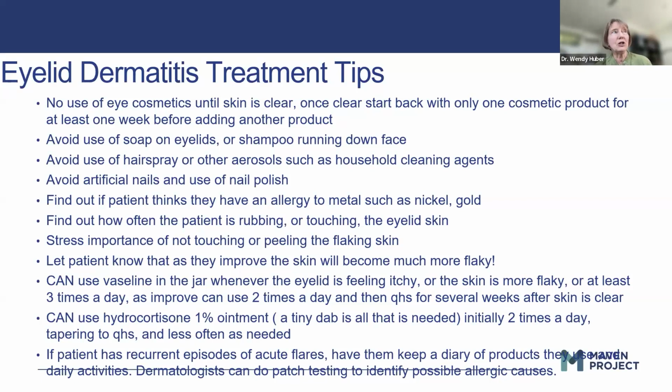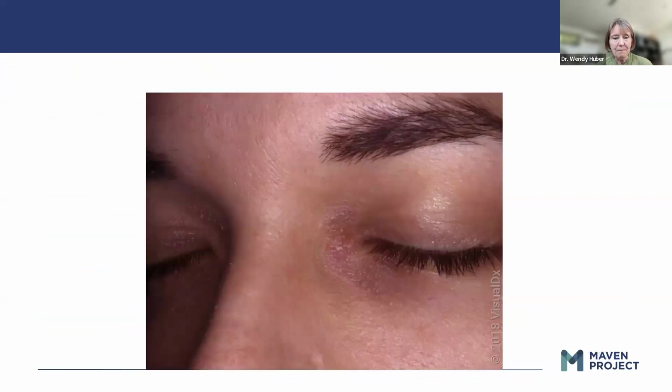If they have an inclination to touch the eyelid because it's itchy, they can put Vaseline on their fingertip and they can touch the eyelid. But I will also tell them that if they are peeling the skin, then they're irritating the skin further and causing new problems. Okay, next one.